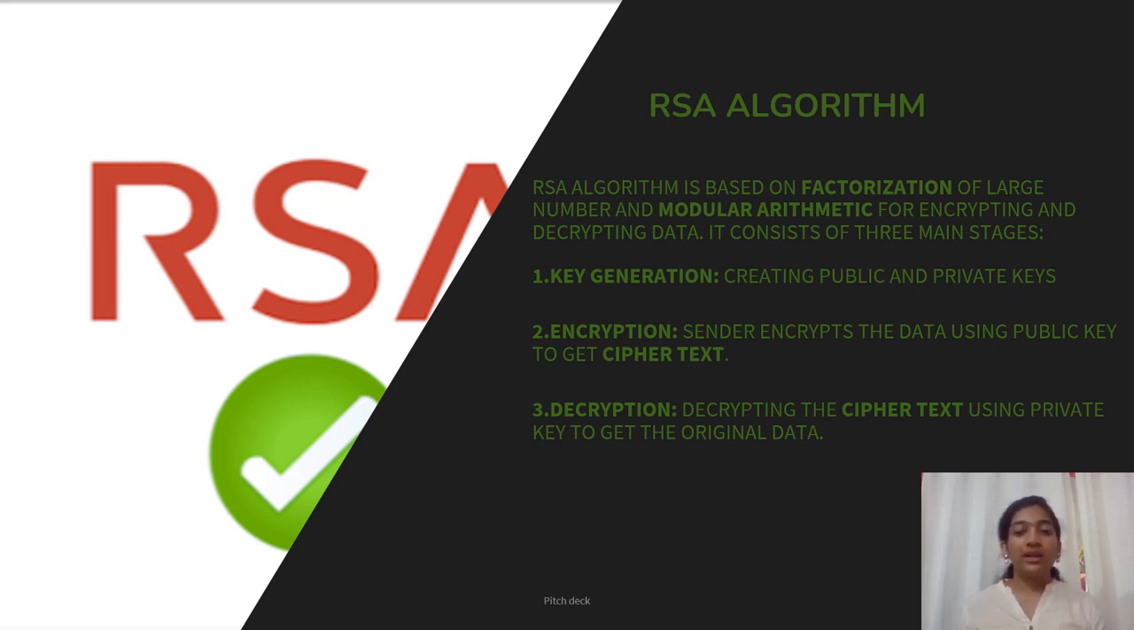In encryption, the sender encrypts the data using the public key to get the ciphertext. So in this, person A is encrypting the data and sending it to person B. Third stage is decryption, decrypting the ciphertext using the private key to get the original data. So this is person B who is decrypting the data which he is getting from person A.